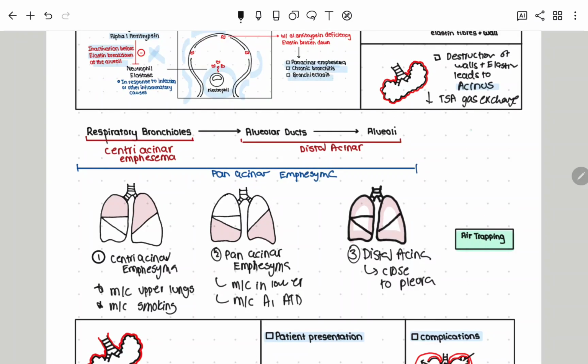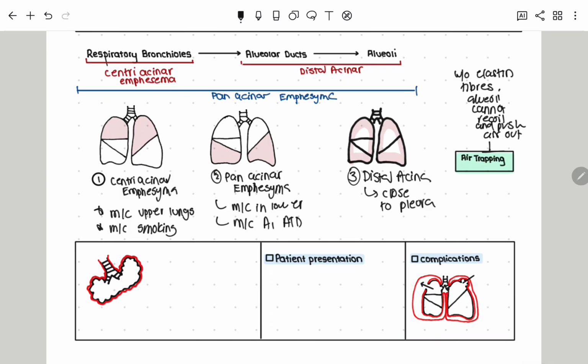Right? Now, what is the complication of not having elastin present? Without any elastin fibers present, because they're broken down by the processes we just described, the alveoli lose their ability to recoil and push air out when you are exhaling. And so this results in air trapping within the lungs.